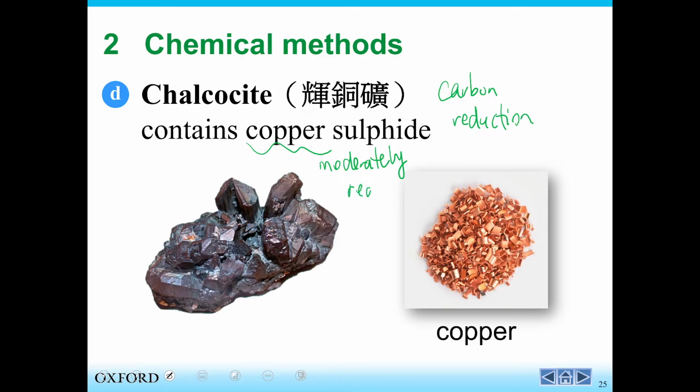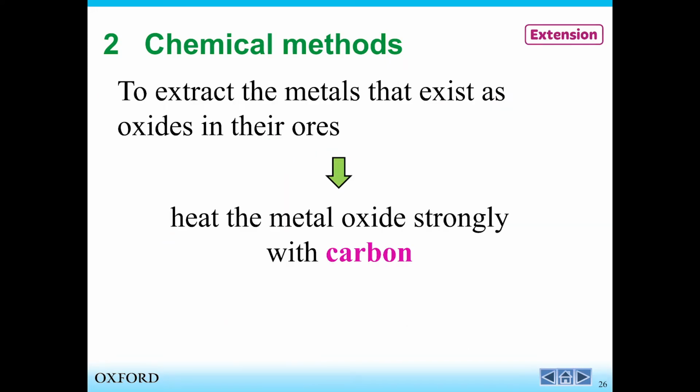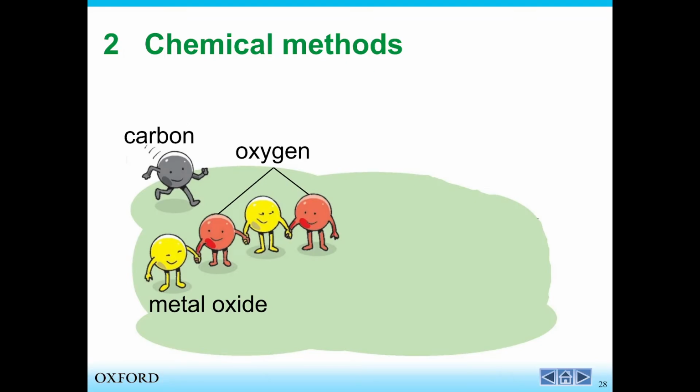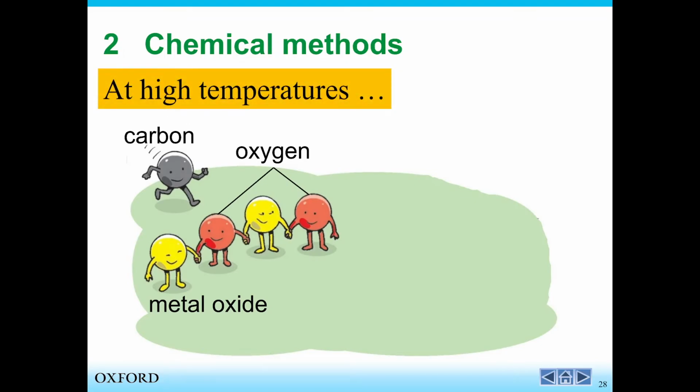How do I know it? Remember the series that I showed you in the beginning of this video? It's because of that. So here, we can extract these metals by heating these ores. The metal oxide is just the ore, heated with carbon. We can do that for copper and iron because both of them are moderately reactive metals. What actually happens is, at high temperature, that means you're heating them up.